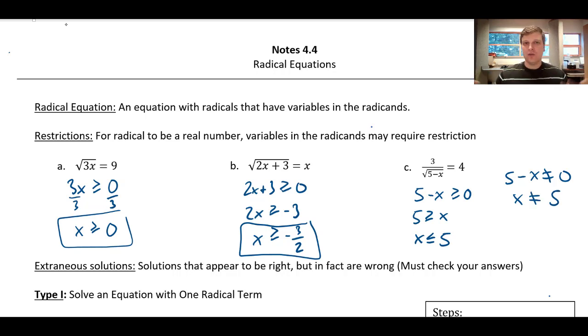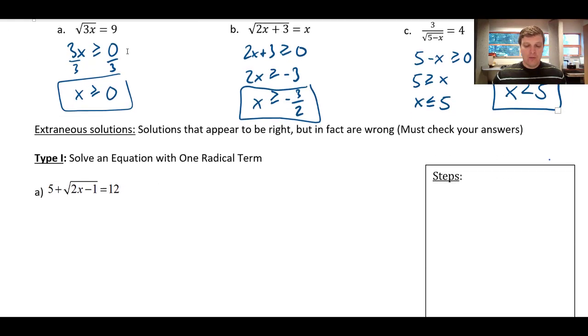Whenever you have that situation, you just have to make sure that both of the restrictions jive, that you're not saying something extra that you don't need to say, and that they don't conflict with each other. Here, x must be less than or equal to 5, but I also know x can't equal 5. So that just means that x must be less than 5. And that is my one way of stating the restriction. So we're going to solve some radical equations.